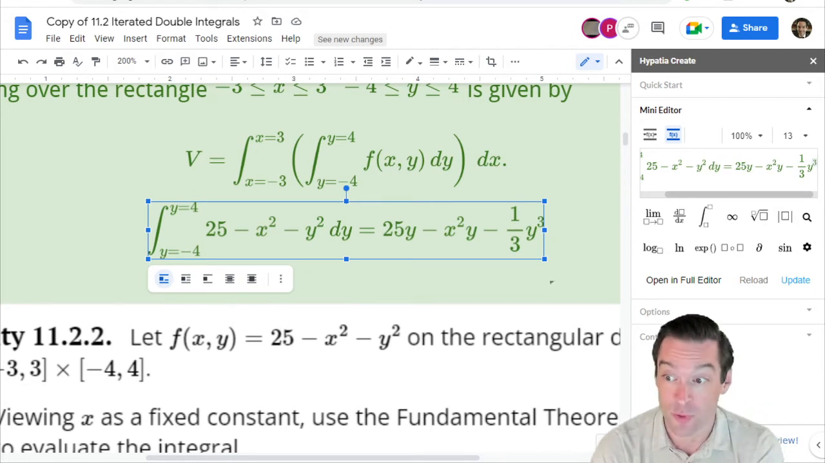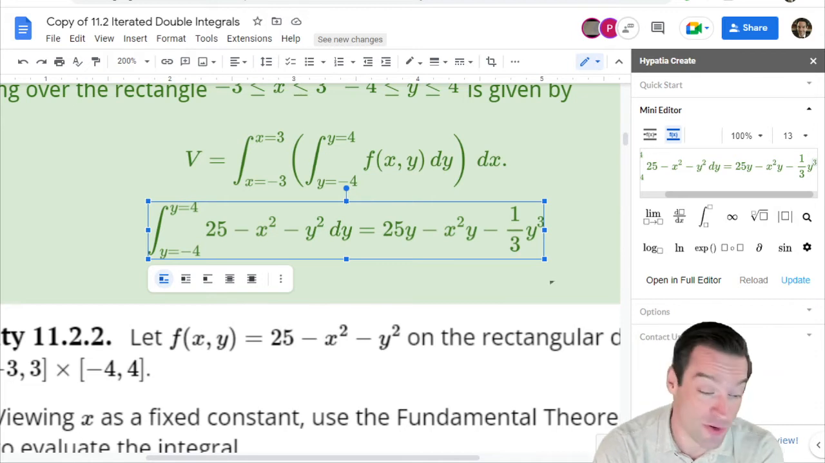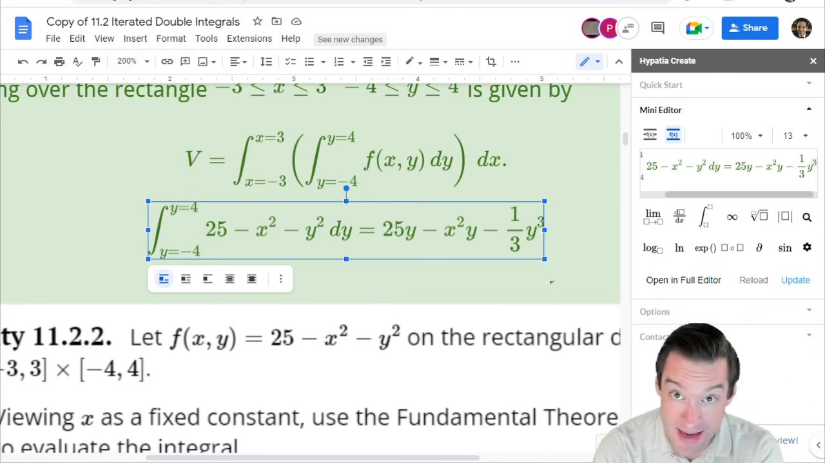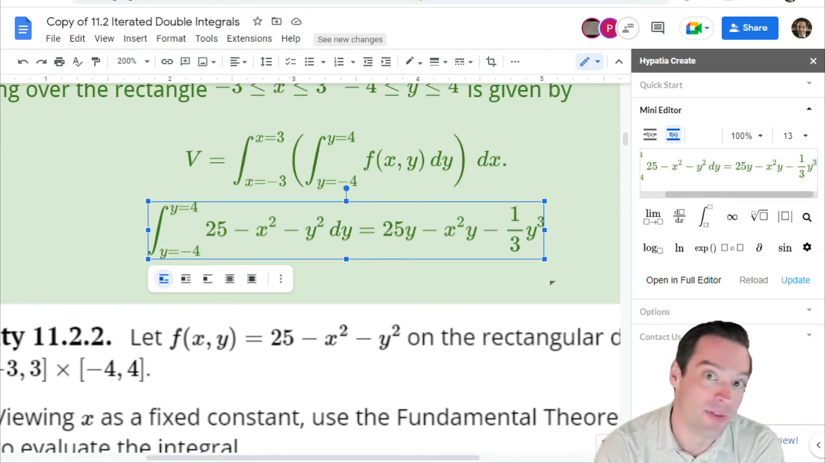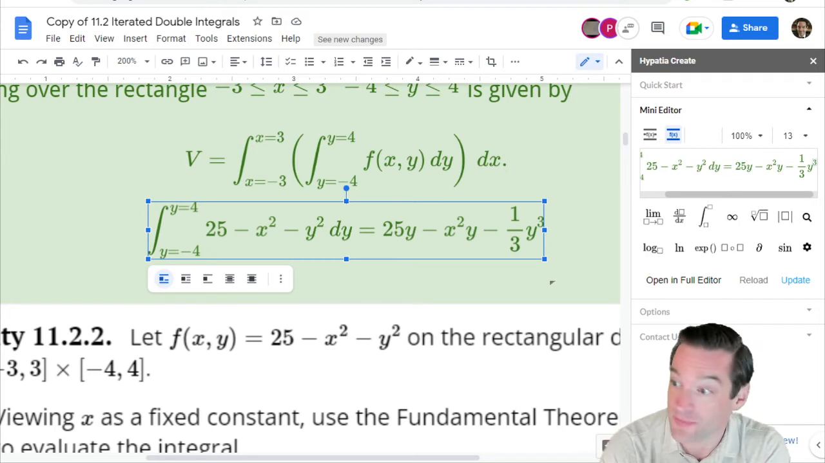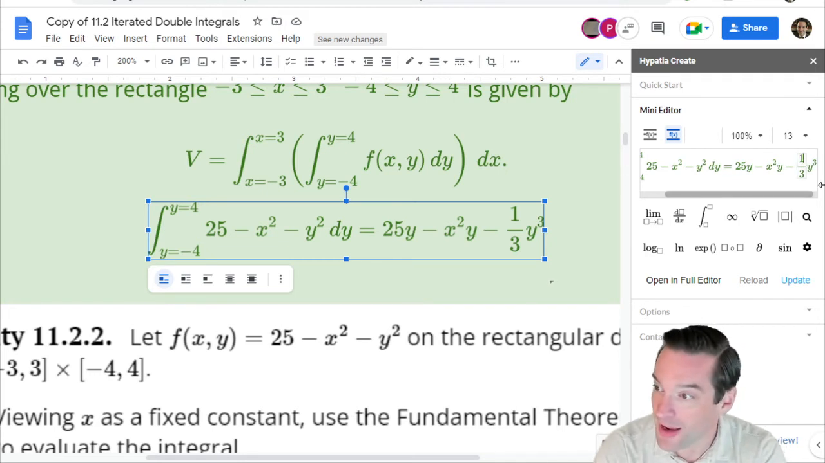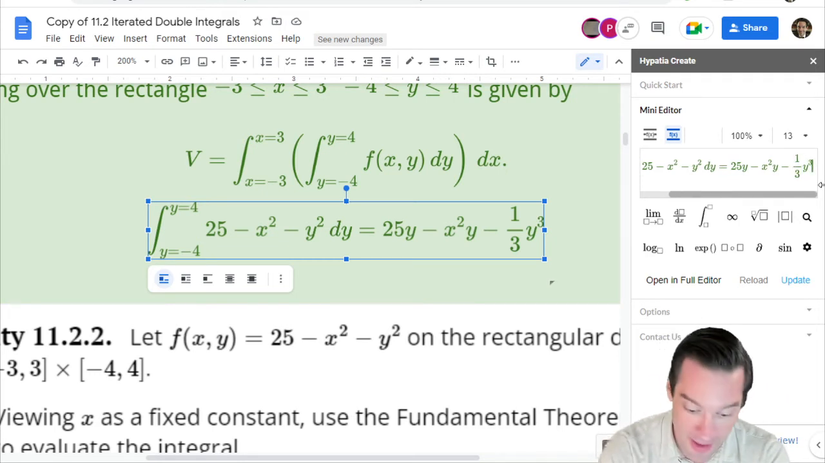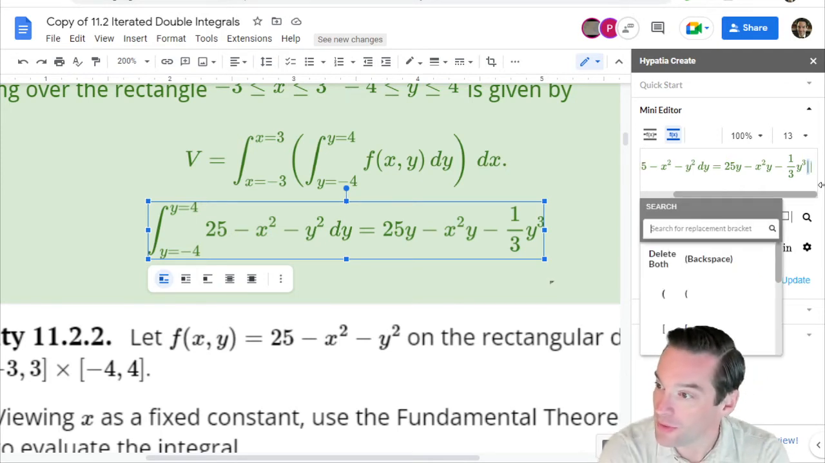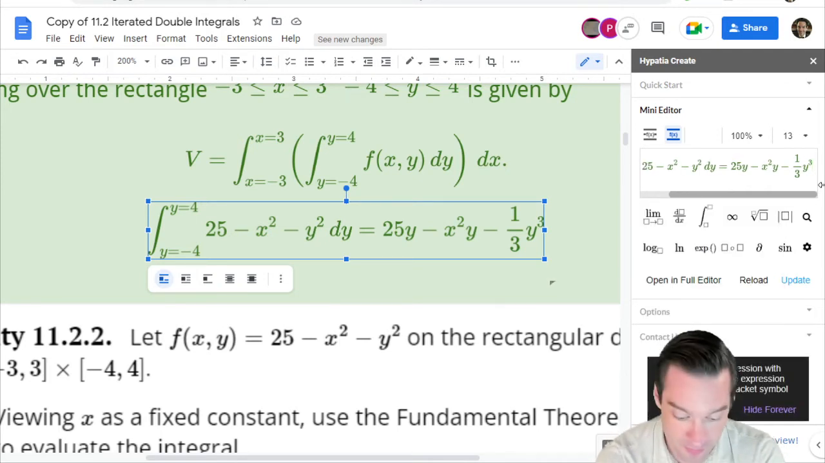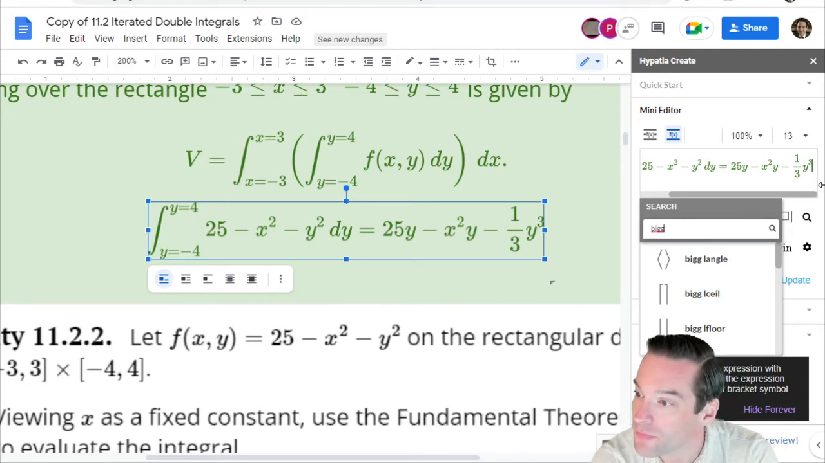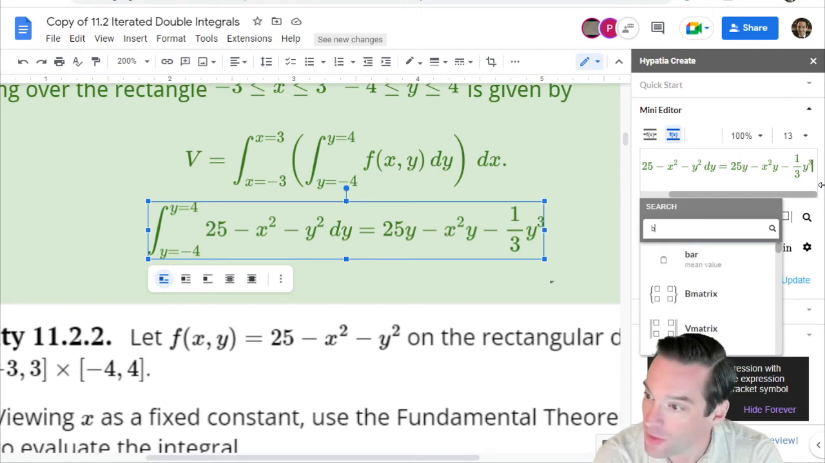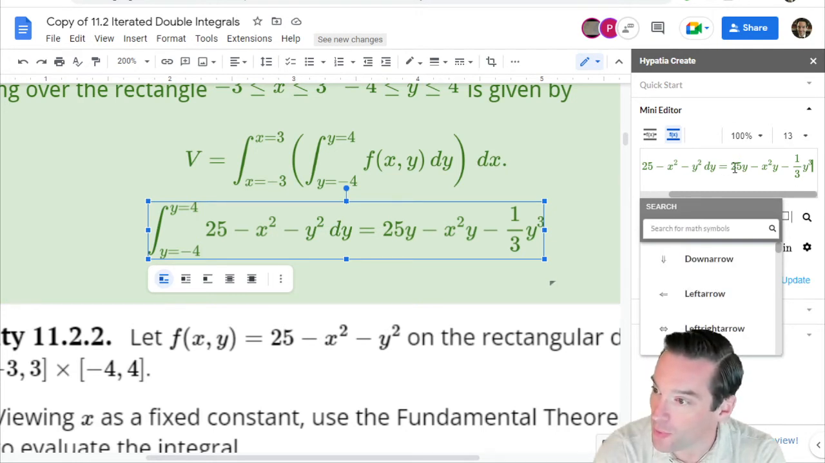So the antiderivative of 25 with respect to y is going to give me 25 times y. The antiderivative of x squared with respect to y gives me x squared times y, because that x squared is also being treated like it's a constant coefficient here. And it's only the y squared that transforms into a y cubed over 3 as part of this process. So there's my antiderivative with respect to y. And so now my job is going to be to evaluate this quantity from y equals negative 4 to y equals 4.